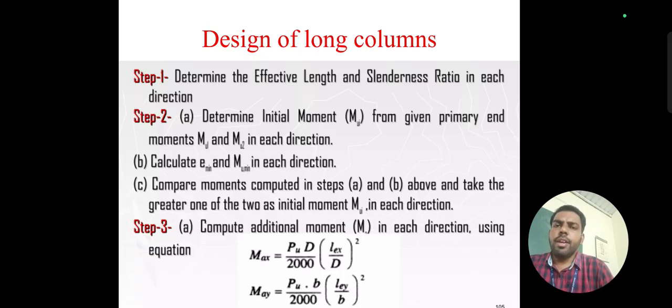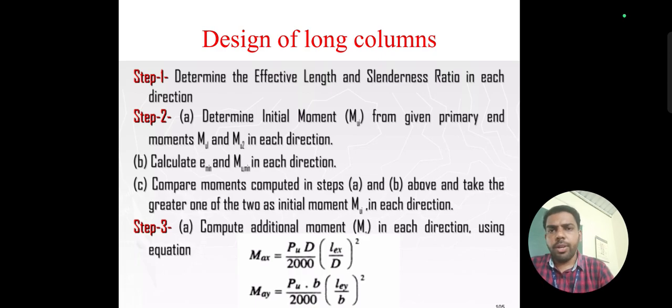And after that, these three types of criteria we have to use in short columns, that is the axial load column, the uniaxial column, and the biaxial column. In short columns, the load acting on the neutral axis is called an axial load column, and the load acting with some eccentricity along either the x direction or the y direction is called a uniaxial column. And biaxial means the load acting with some eccentricity along the x-axis and y-axis, called a biaxial column.